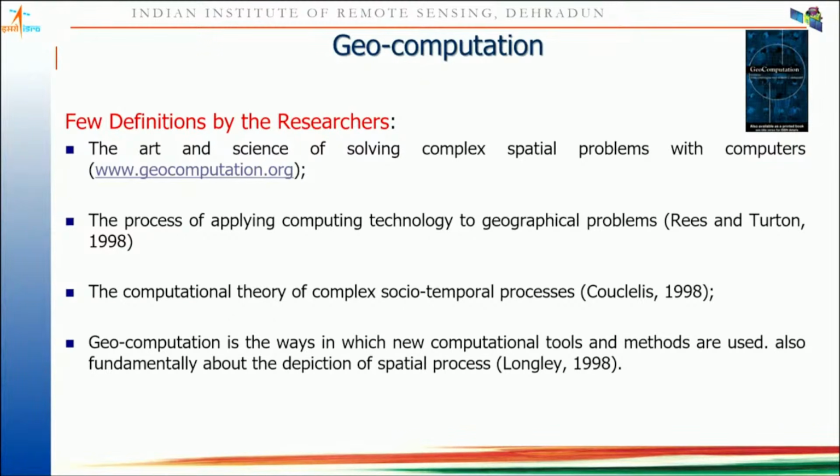And the next definition says that it is the computational theory of complex socio-temporal processes. It's very interesting, socio-temporal processes. That means in this geocomputation domain, the data you handle is basically time series or temporal data. That means in due course of time the data is changing. These changes are very important to understand the patterns and trends in geography.